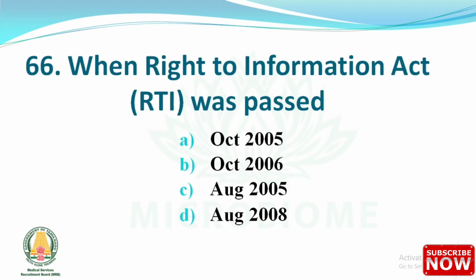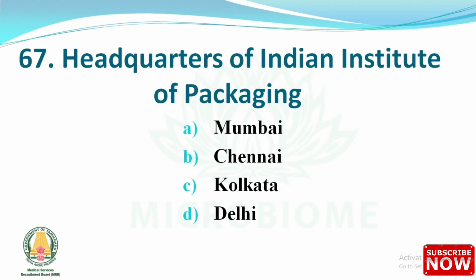And next, when was the Right to Information Act passed? The options are October 2005, October 2006, August 2005, August 2008. The right answer, option A, October 2005. And next, headquarters of Indian Institute of Packaging. The options: Mumbai, Chennai, Kolkata, Delhi. The right answer, option A, Mumbai.